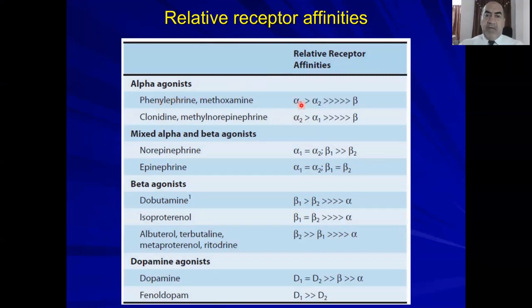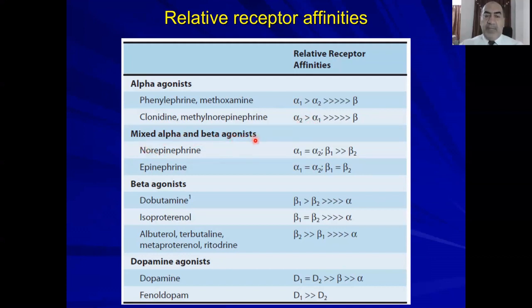Phenylephrine activates alpha 1 more than alpha 2, and this affects much more than beta. So that's why it's a selective alpha 1 agonist. This draws your attention to the fact that there is nothing absolute. You cannot say it's only active at alpha 1, with no effect at all on alpha 2 or beta. It's just some selectivity. Clonidine is the opposite regarding the alpha receptors, alpha 2 more than alpha 1.